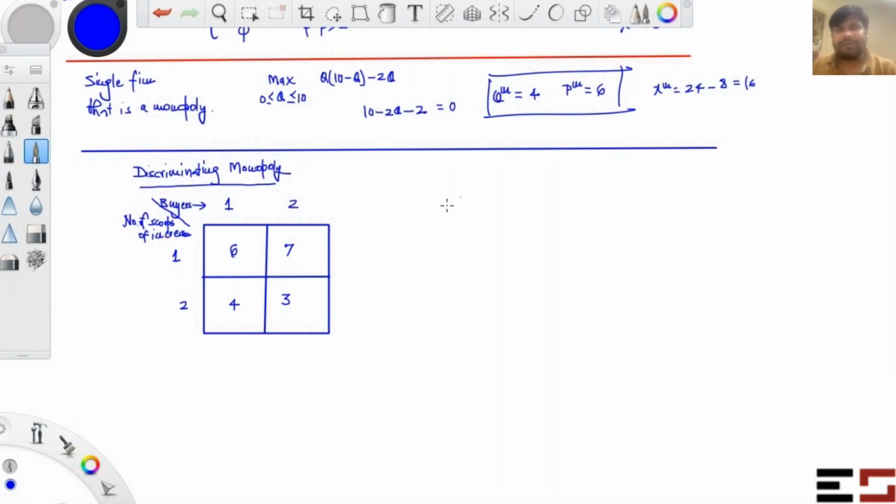If he sets a price of 4, then consumer 1 will buy 2 units, and consumer 2 will buy 1 unit. So he'll be selling 3 units. In that case, again, the profit will be 12. And if he sets a price of 3, he'll be selling 4 units. Again, in that case, the profit will be 12. Is that okay? Have you all understood this?